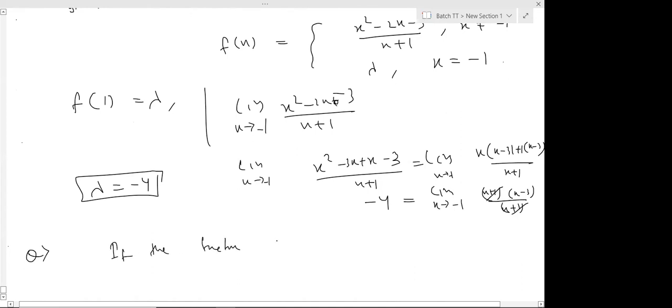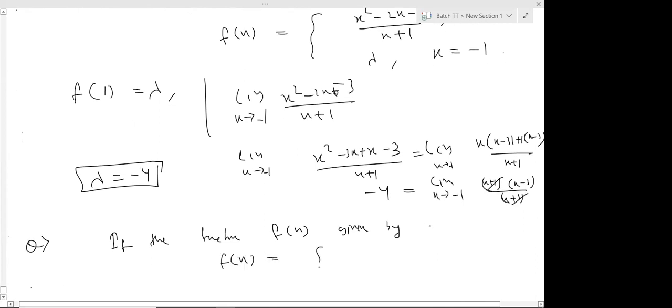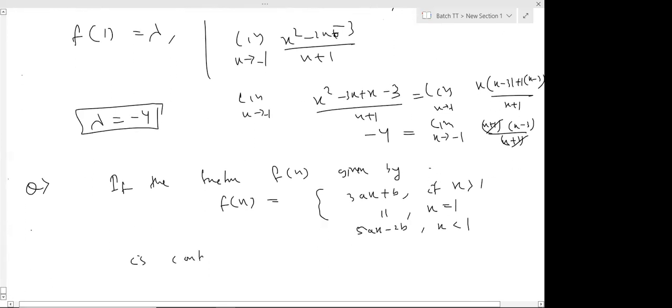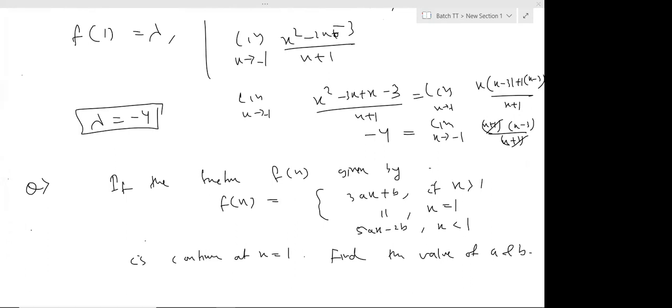So write down a homework question. If the function f of x given by f of x equals 3ax plus b if x is more than 1, 11 if x is equal to 1, 5ax minus 2b when x is less than 1, is continuous at x equals 1, find the value of a and b. All right. Okay, sir. All right then. So note it down.